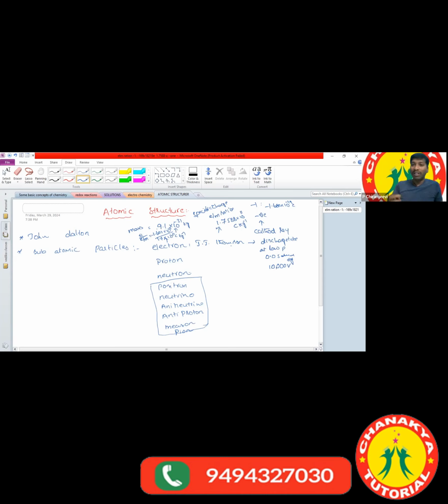Why have I given all these values? Based on them, sometimes they ask questions. That's why all the values are clearly mentioned. Next, who discovered the proton?